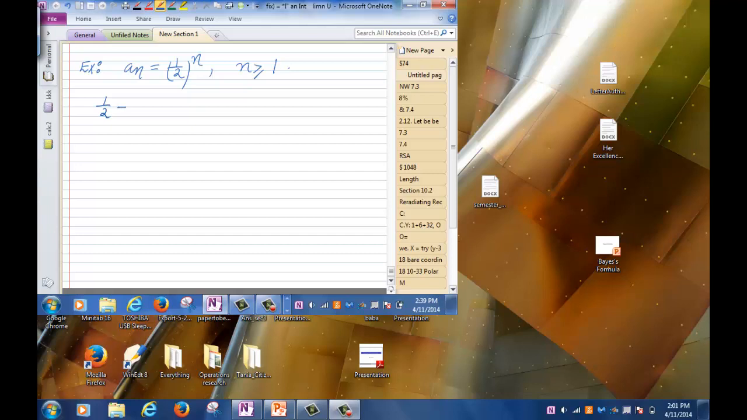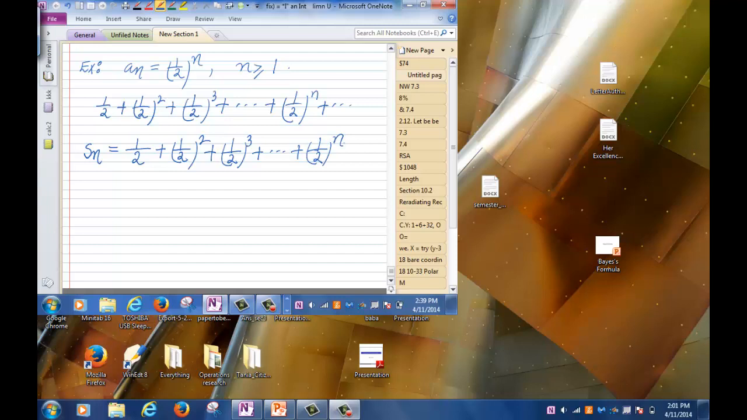1/2 plus 1/2 squared plus 1/2 cubed plus dot dot dot 1/2 to the n plus dot dot dot. So that's the series that I have in this case. Now, what is the nth partial sum? The nth partial sum is half plus half squared plus half cubed plus dot dot dot plus half to the n. That's the nth partial sum, right?